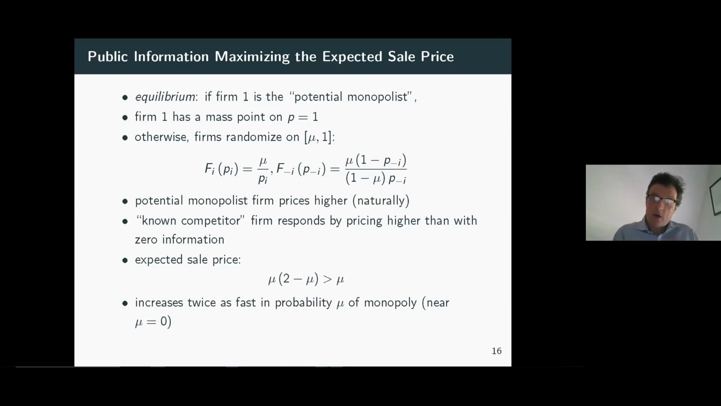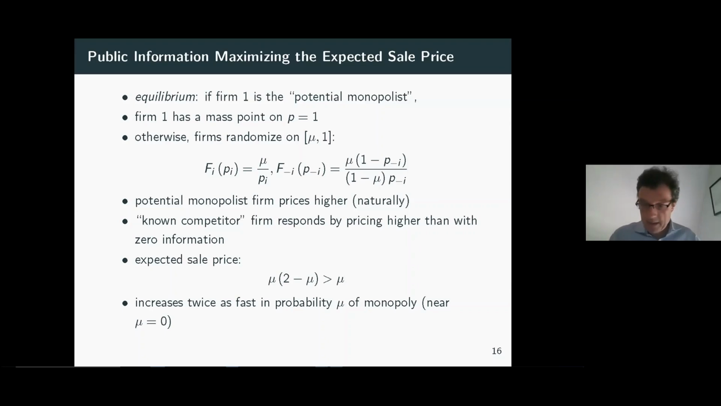The monopolist has now a benefit. He's sort of informed that it's a good chance that he is alone, that allows him to raise his price. And in consequence, the other competitor is also becoming less aggressive because he thinks there's a good chance that he's actually facing somebody who thinks that they are a monopolist. In turn, we form an equilibrium where the expected sales price is higher. Namely, it's at least at the margin twice as high as it was before under zero or complete information. So if you think about the marginal revenue, that now increases twice as fast in the probability mu, the probability that there's a monopoly.